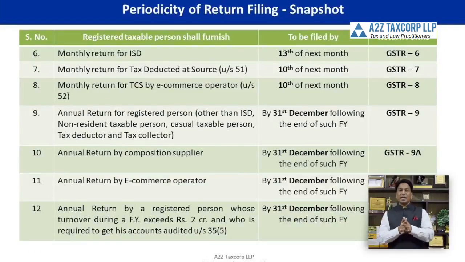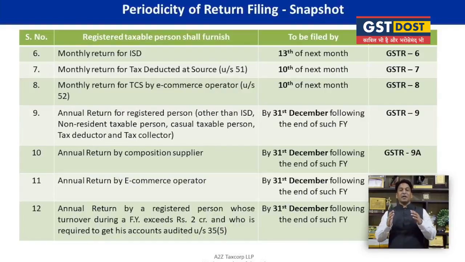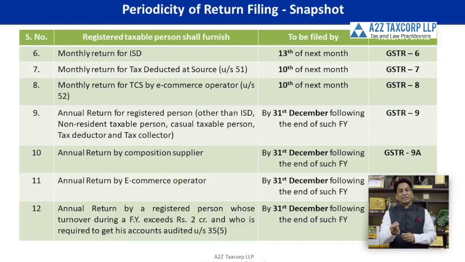Then comes GSTR 6, which is applicable for input service distributor. Normal due date is 13th of next month. GSTR 7 is applicable for TDS deductor, and this TDS deductor provision is yet to be implemented. It is paused for the time being. Otherwise, the TDS deductor return GSTR 7 needs to be filed by 10th of next month, meaning thereby for July you have to file by 10th of August.